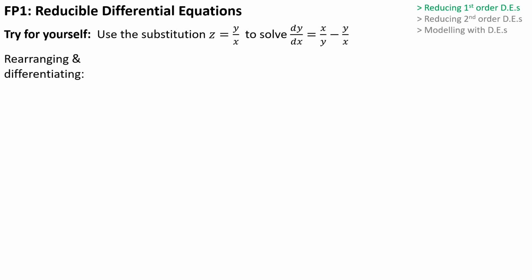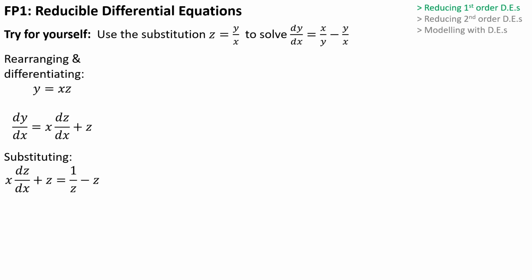Okay, the first thing I'm going to do is rearrange, just like with the last one. y equals xz will give me the same thing we got last time, a direct link between dy by dx and the rest. I can get rid of dy by dx, replace it with things that only involve x, z, and dz by dx. When I substitute that in, and also get rid of the x over y and the y over x, I'm left with this.